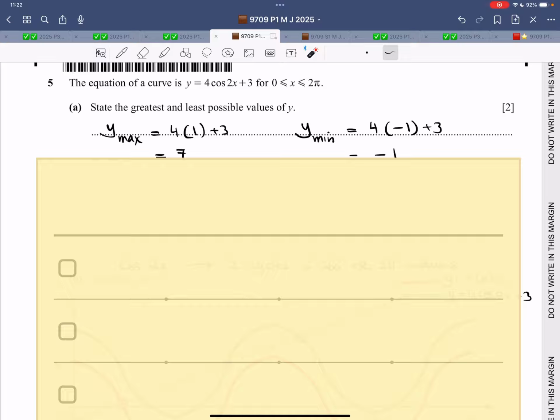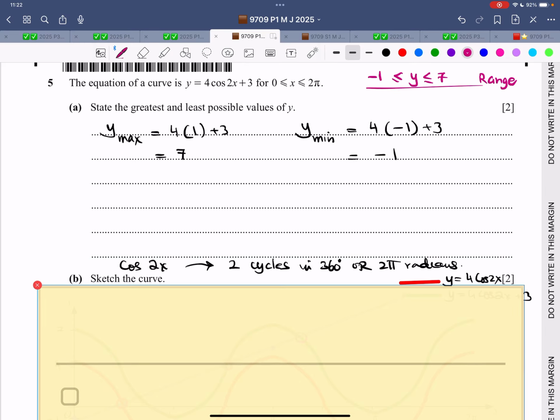In other words, they could have asked us the range of this y. So we would say y lies between two values. It should be less than or equal to 7 and greater than or equal to -1. So that's how they can ask us for the range also.